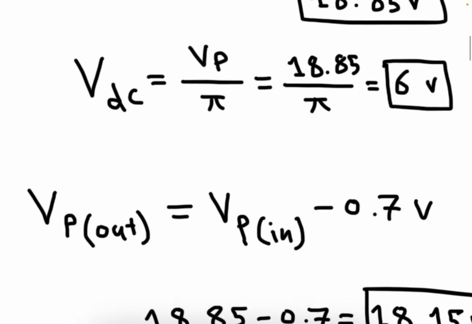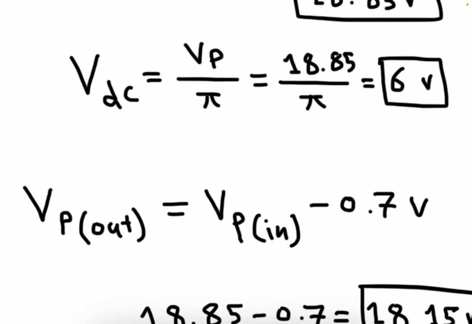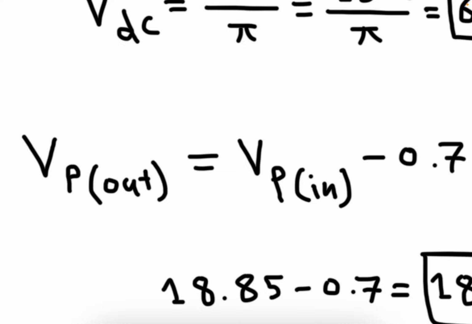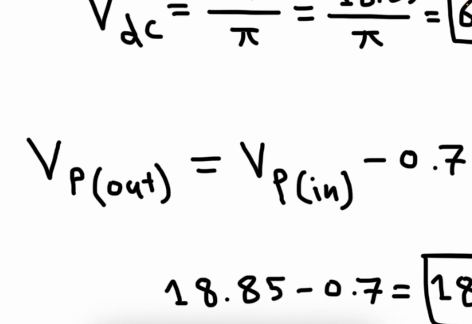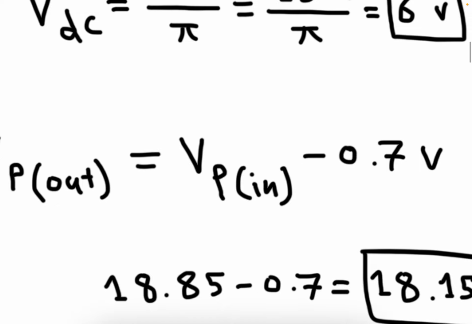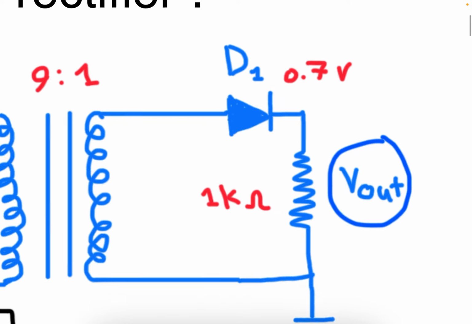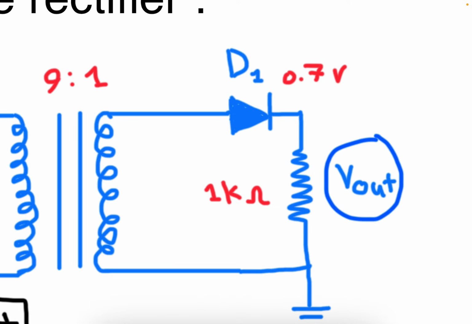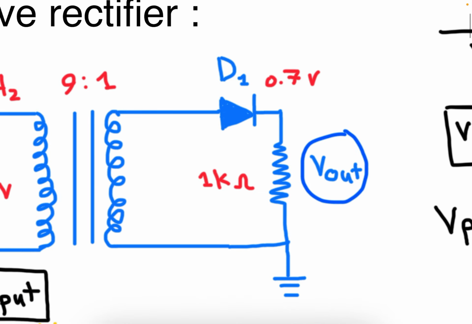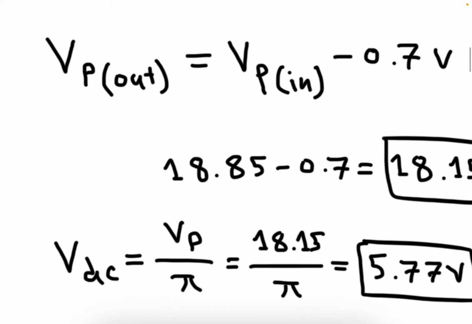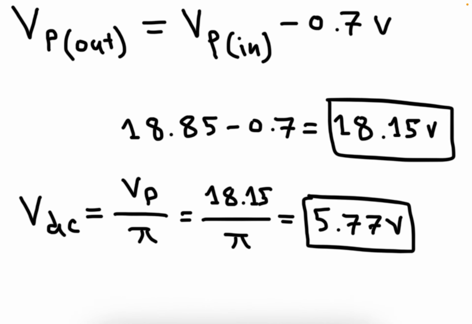Now if we want to use the second approximation to calculate the DC voltage, V peak output equals V peak input minus 0.7 volt. The 0.7 volt comes from the voltage across the diode, which is equal to 0.7 volt. Now we substitute the numbers. 18.85 minus 0.7 equals 18.15 volt. That is the peak voltage.